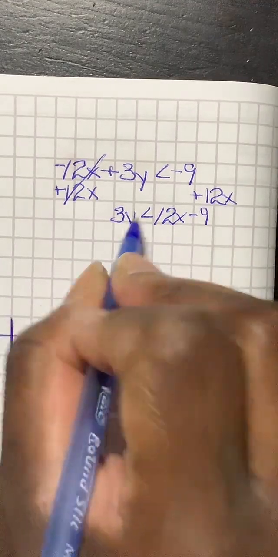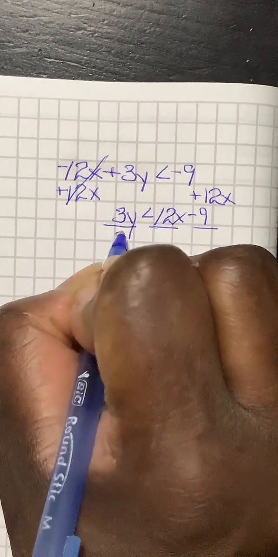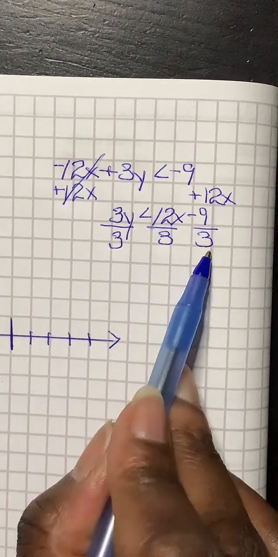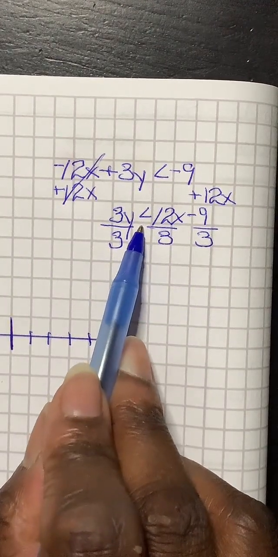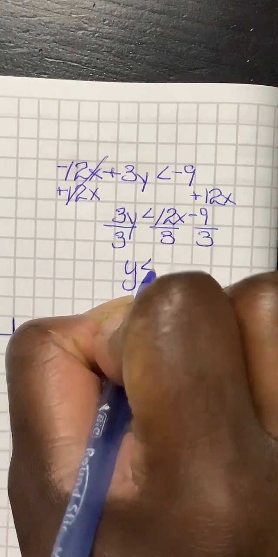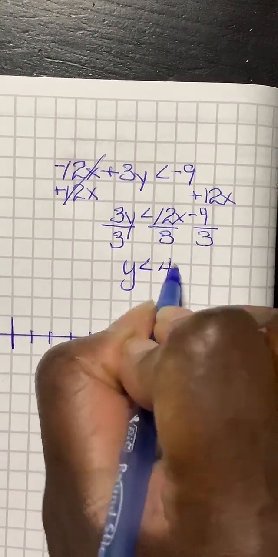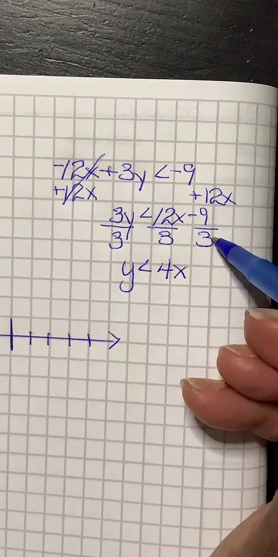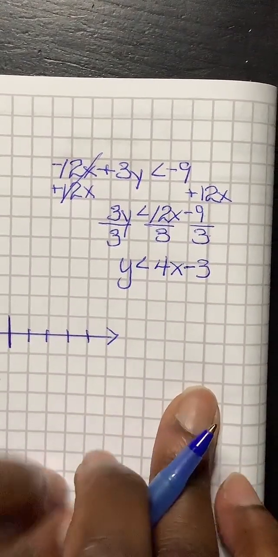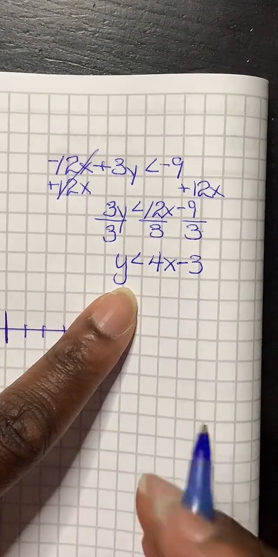So now I want to get the y by itself. So I'm going to divide all three terms by 3. And since it's a positive 3, that means this inequality is going to keep the same direction. So I have y is less than 12x divided by 3 gives me 4x. And negative 9 divided by 3 gives me negative 3. So this would be my inequality. Y is less than 4x minus 3.